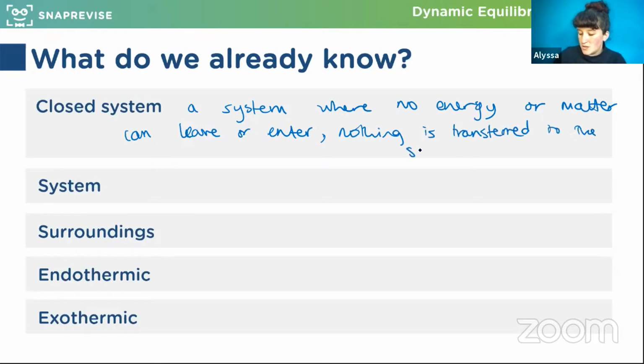Now I've used these two words, system and surroundings. What do they mean? What am I talking about when I talk about the system, and what am I talking about when I'm talking about the surroundings? Good, nice, Sarah. Very nice.